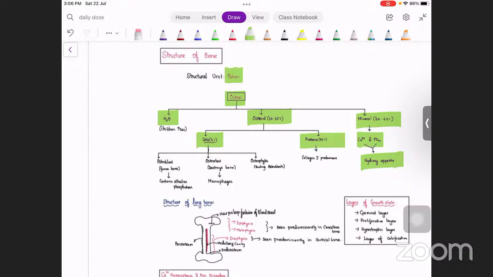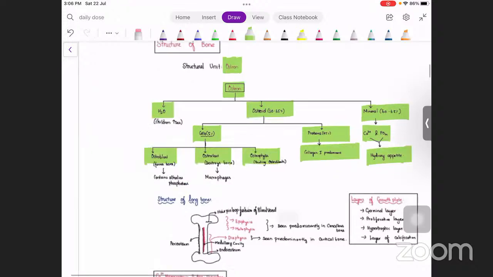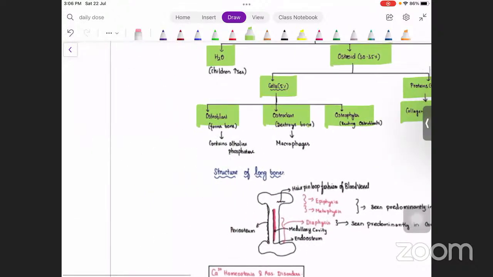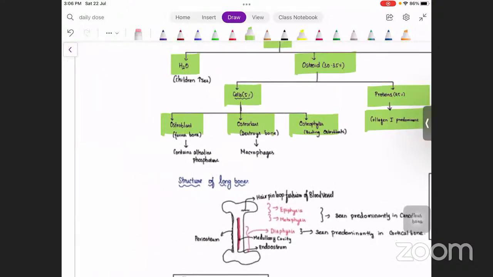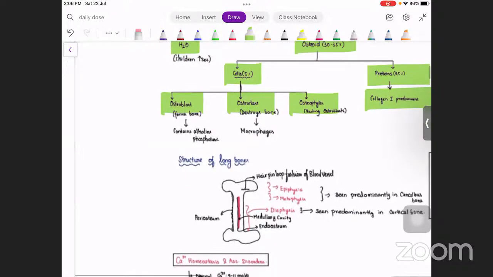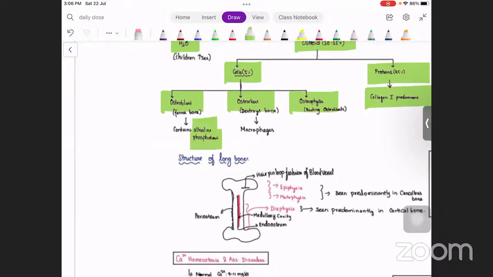And the proteins are predominantly collagen 1, while the cells are composed of osteoblast, osteoclast, and osteocyte. Osteoblast is the one which forms your bone, while osteoclast is the one which destroys your bone, and osteocyte is the one which can synthesize the resting osteoblast. So osteoblast, which forms the bone, contains alkaline phosphatase, and osteoclast, which destroys the bone, contains macrophages.